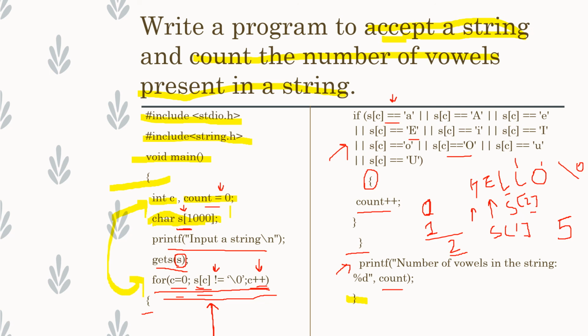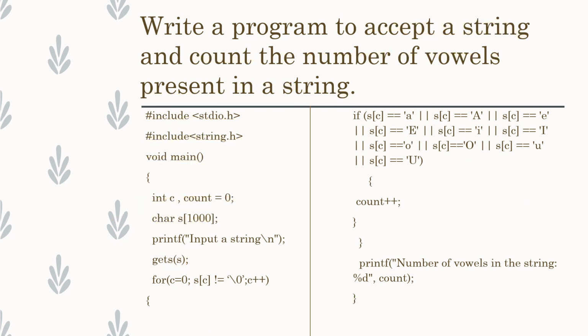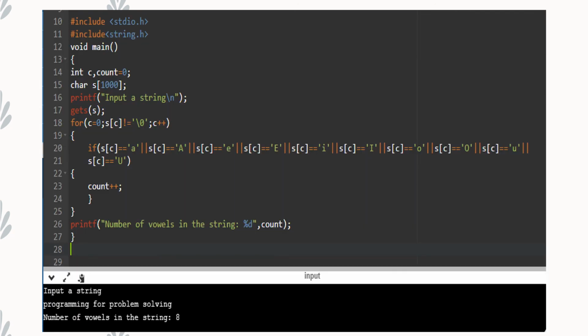Okay, just remember that. Now you can see the example in the programming code also. So this is the code. You can see if you execute this, the output will be like: input a string. I'm entering the string "programming for problem solving", and it has counted the number of vowels as 8. Okay, so that's it. You can deal with the string functions.